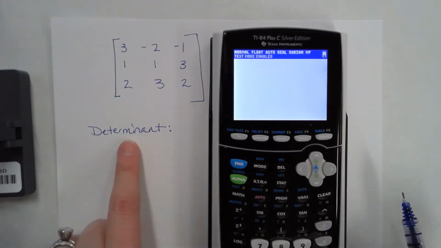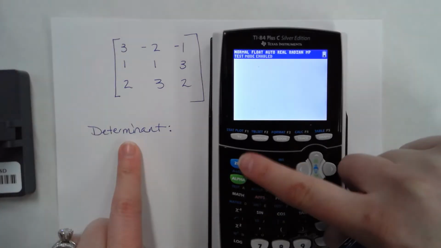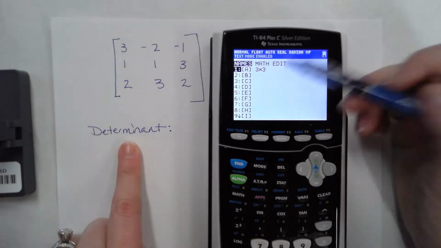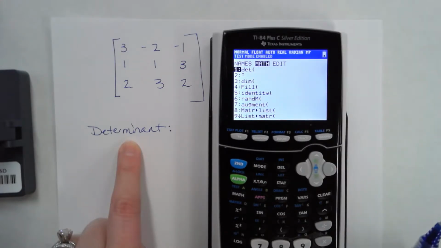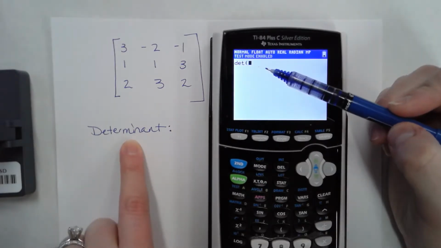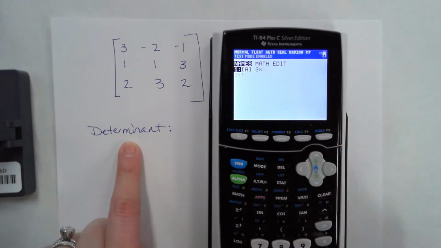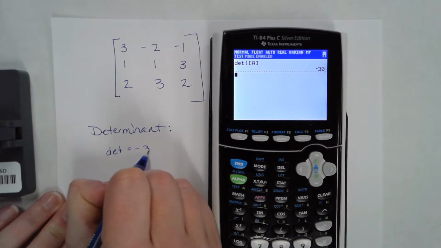So to find the determinant, I'm going to go back into the matrix information, second X inverse. And I want to go over to math because I'm calculating the determinant, which is option 1. And now I have to tell it to use the matrix that I just put in the calculator. So second X inverse, and I'm going to pick option 1 because that's where my matrix is. And now I know that the determinant is negative 30.